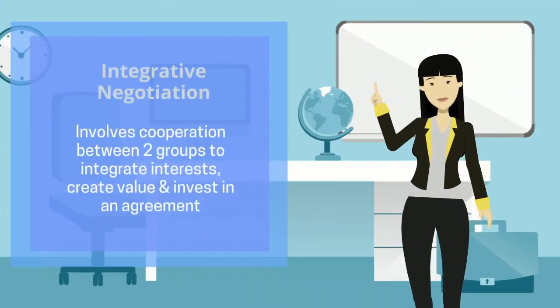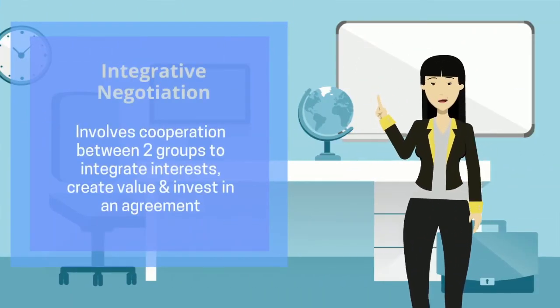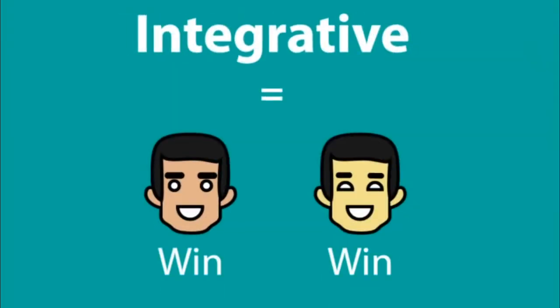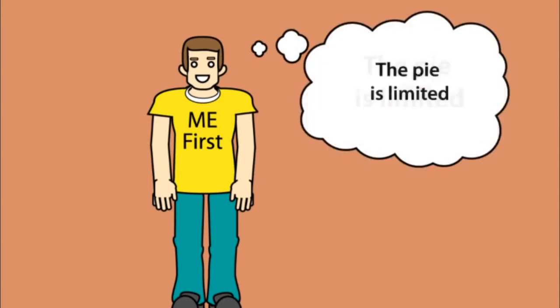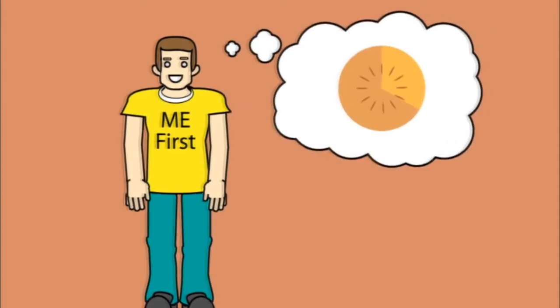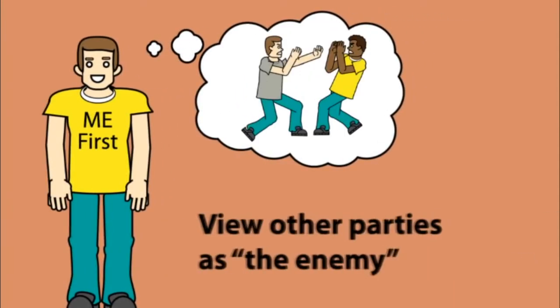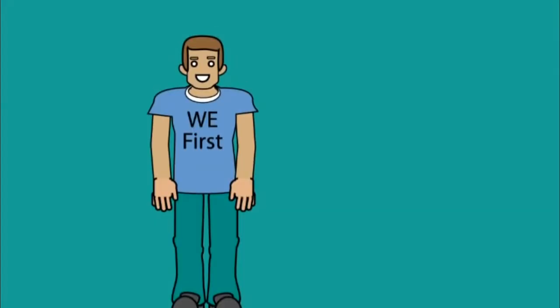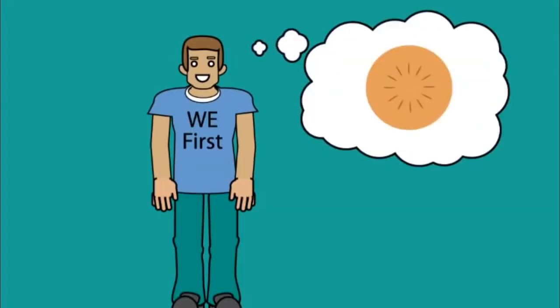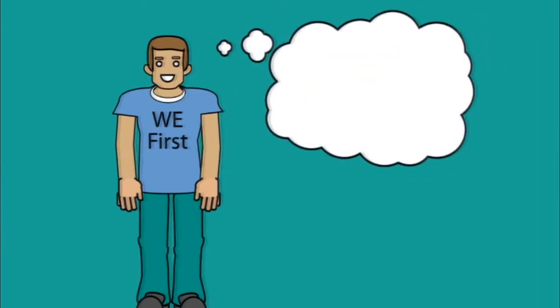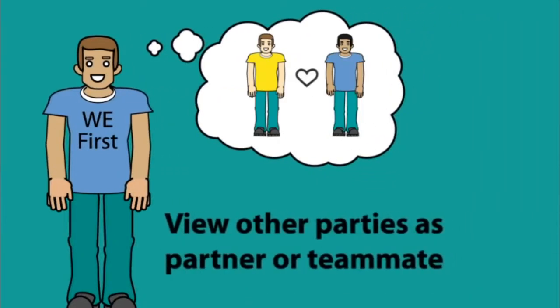Secondly, integrative negotiation. It involves cooperation between the two groups to join interests, create value, and invest in the agreement. Both groups' goal is to maximize benefits for both sides and distributing those benefits. This relationship tends to be long-term as it takes time to get to know each other and what motivates them.